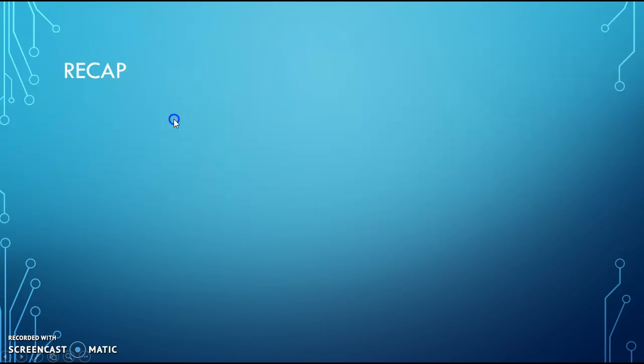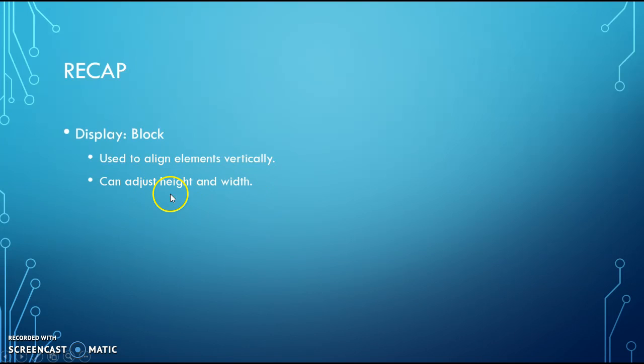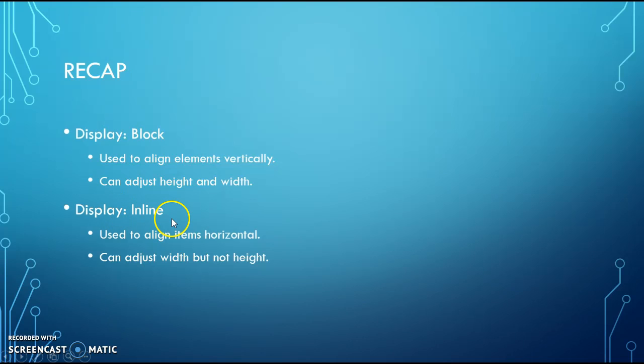So, to recap, the display block is used to align elements vertically, and you can adjust the width and height. Display inline. These items align horizontally. You can adjust the width, but remember, you cannot adjust the height. When adding padding, for instance, it will actually just overlap any other items. It won't push the items down.